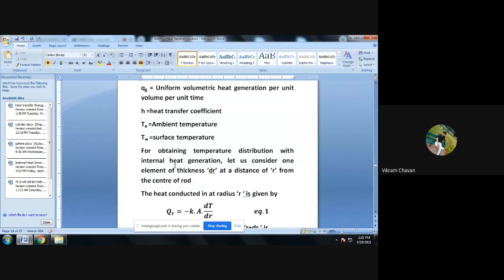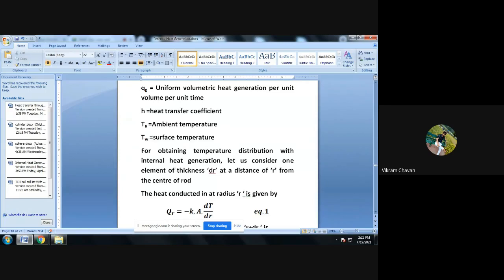Let us consider one element of thickness dr at a distance of small r from the center of the rod.